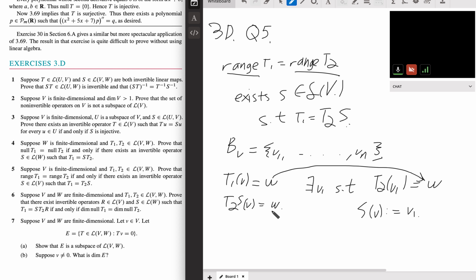So let's say that S of V1 equals S of V2 is equal to some W, but V1 is not equal to V2. Right, that means T2 of V1 is equal to T2 of V2 is equal to some W.